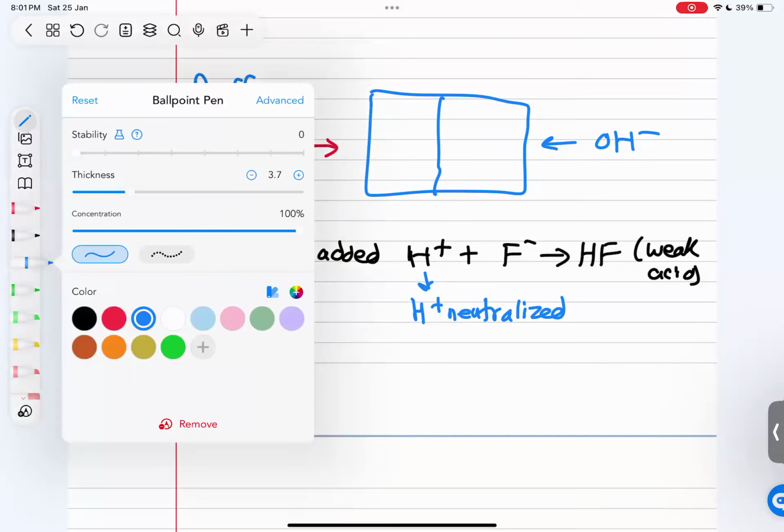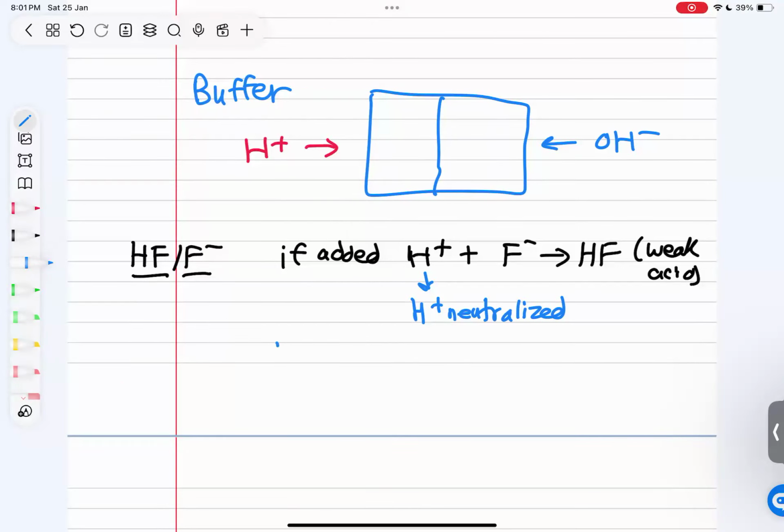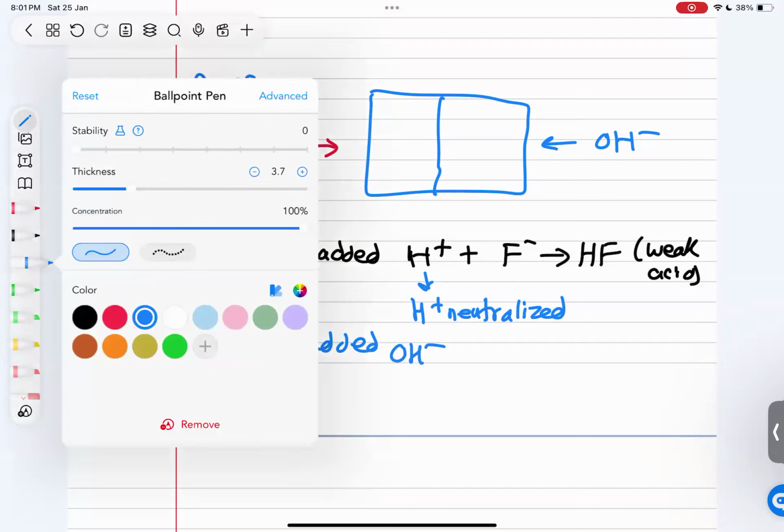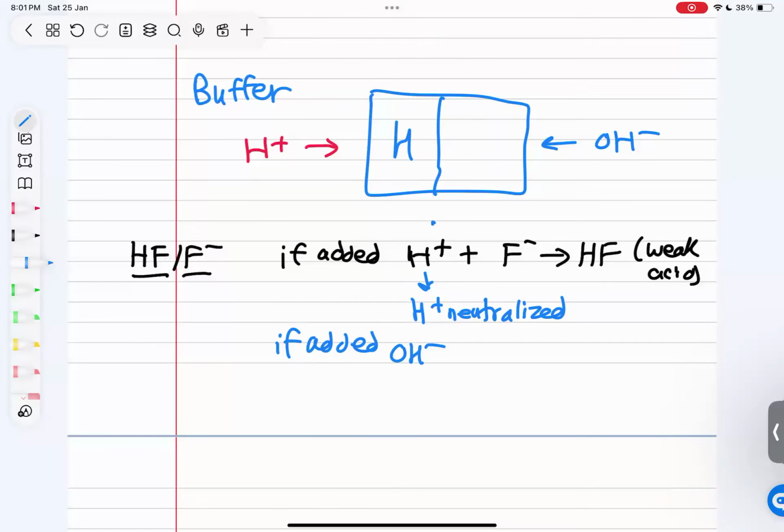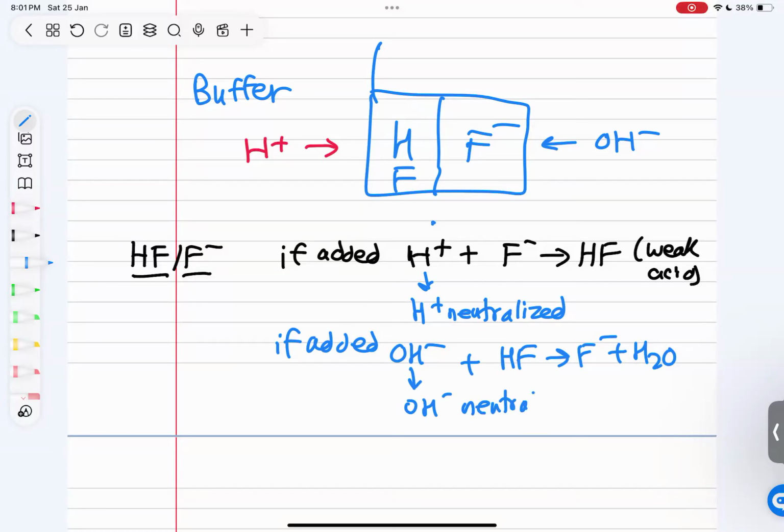What if I add an OH minus to this buffer? Then the other part, the HF, is going to react with it. If OH minus is added, the HF reacts with it to form F minus and water. So the OH minus is neutralized and there is no effect of adding the OH minus.